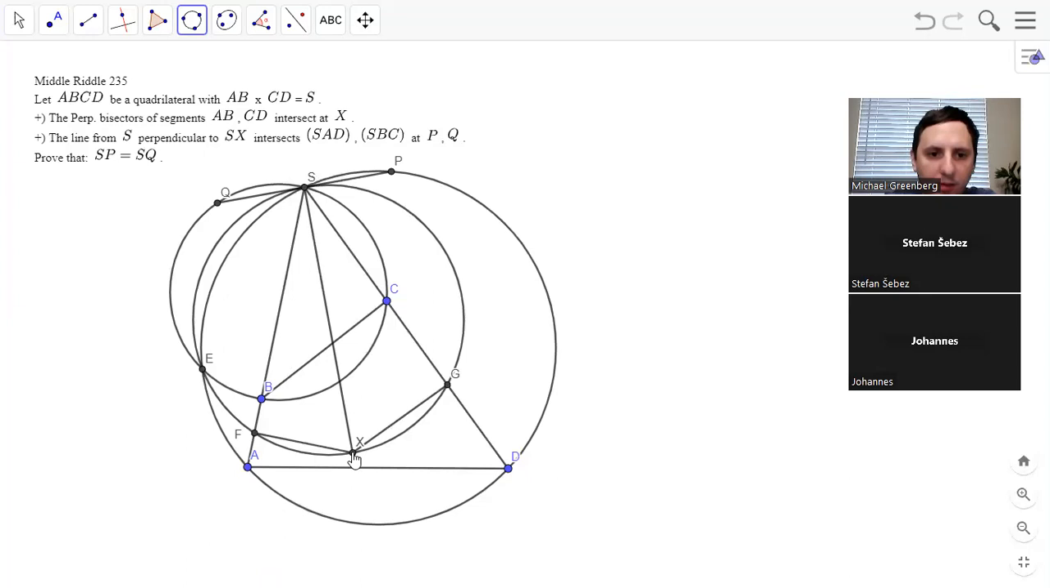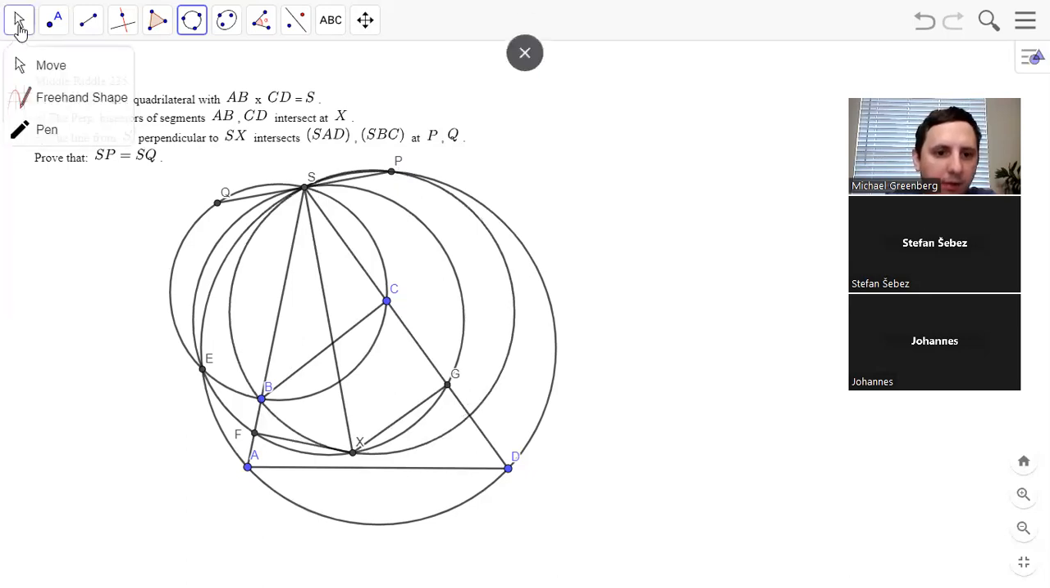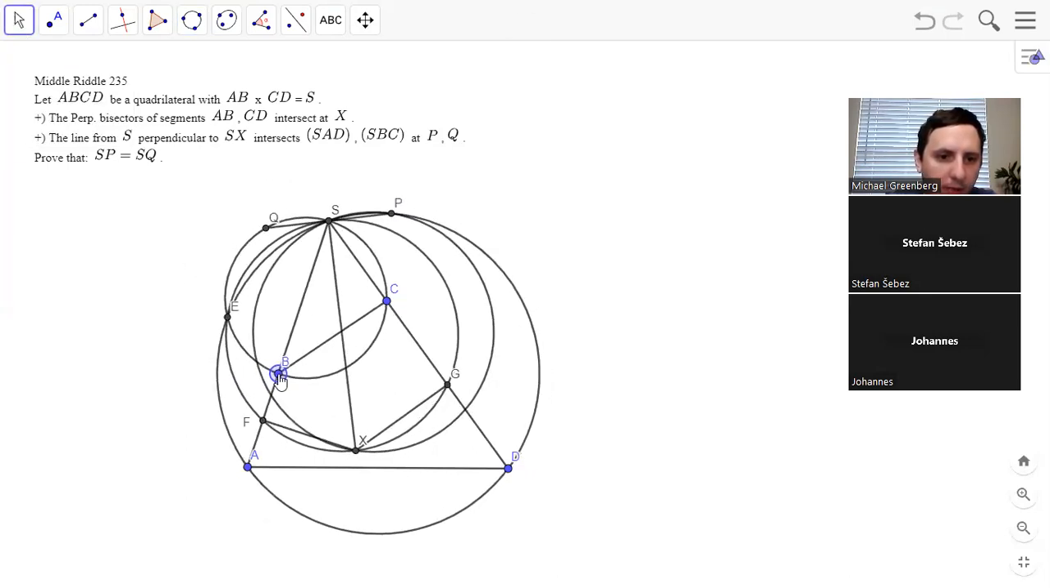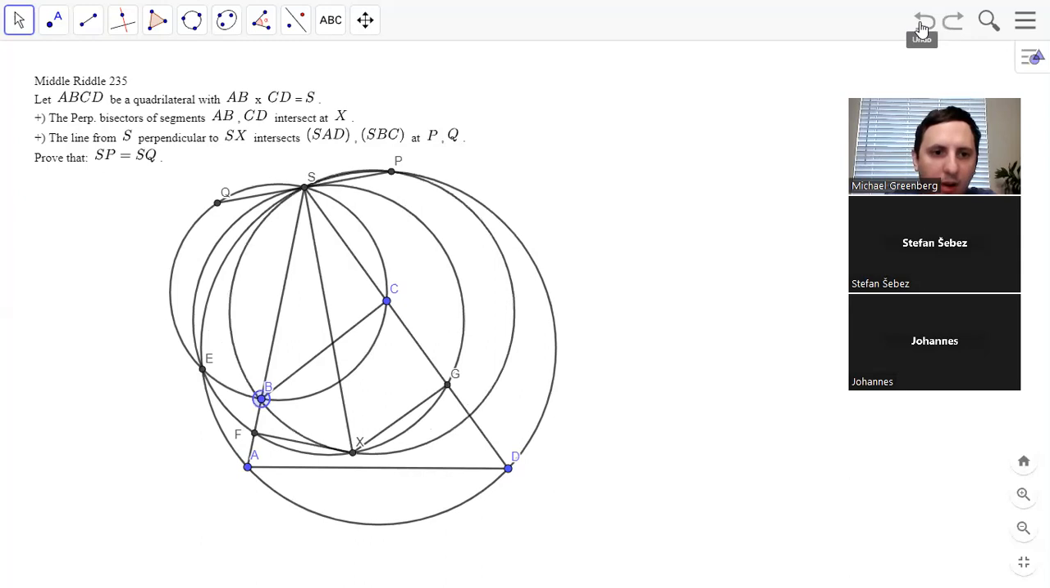XBSP. It looks like XBP is 90 degrees. Okay, let's see if that's true. I don't think that's true in general. In that diagram, it looked like it, but I don't think in general XBP is 90, because then that would mean XCQ would also have to be 90. That's not true.